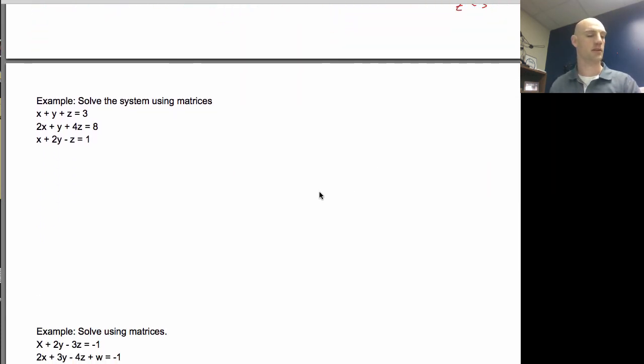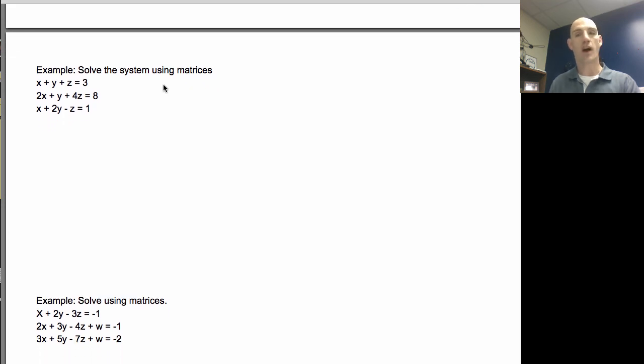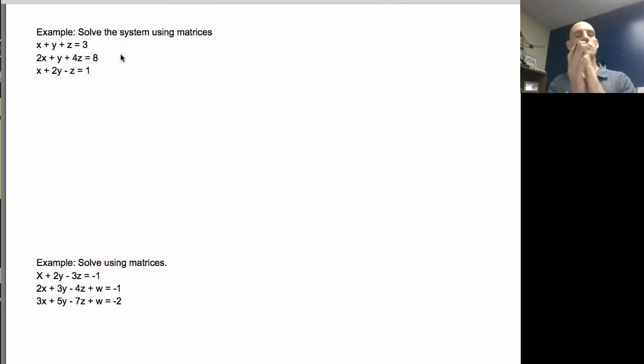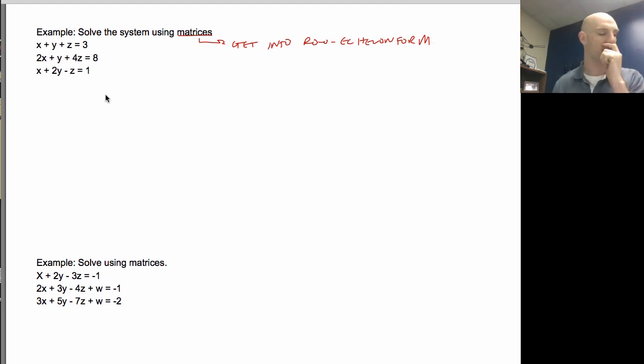So what does it mean for us? Go ahead and try this one, okay? Look at this one. Pause it right here. I'm going to come back. We're going to work on it. But using matrices is going to be getting it into row echelon form. Okay, so try to get it into row echelon form, and we will see right after this pause what exactly that looks like. Okay. All right, we're back.